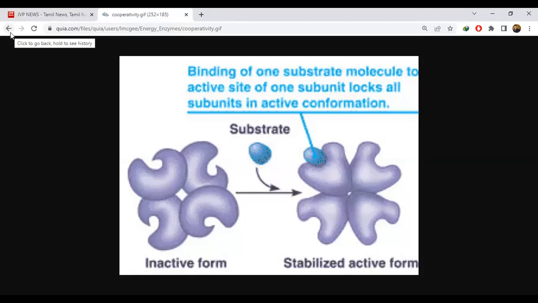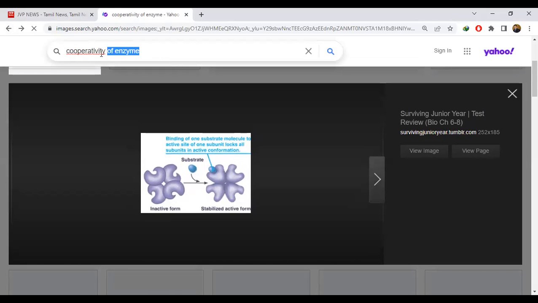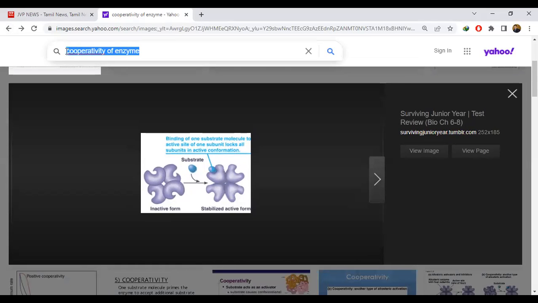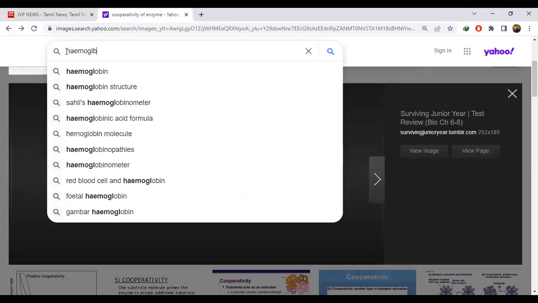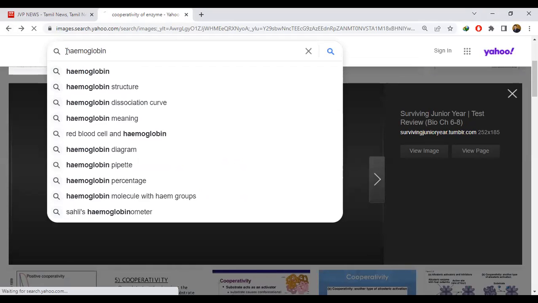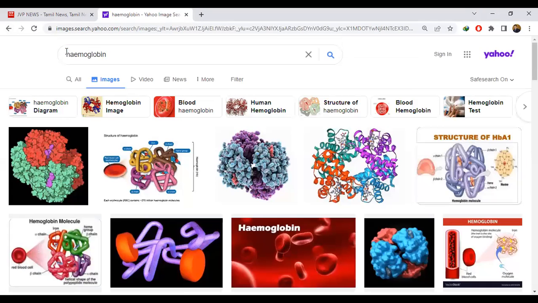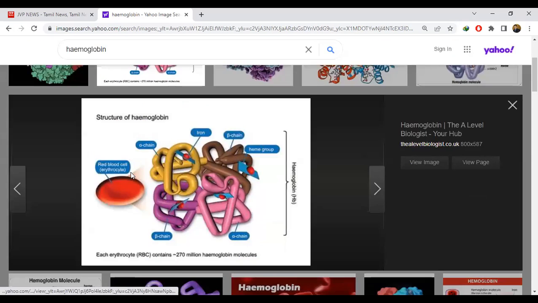Correct? When your examiner collected an example, the example of whom? Hemoglobin. Hemoglobin well fits with this idea, but remember, hemoglobin is not an enzyme. Understood? Yes, sir. Hemoglobin is not an enzyme, but the rest of the things fit well with it.